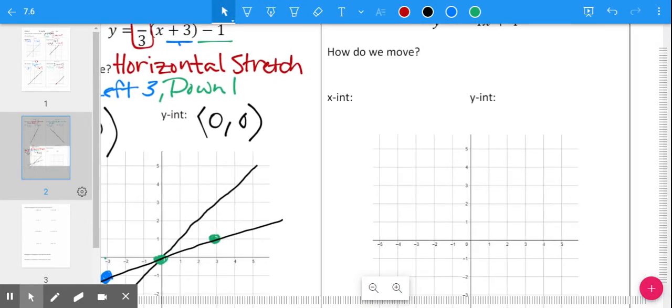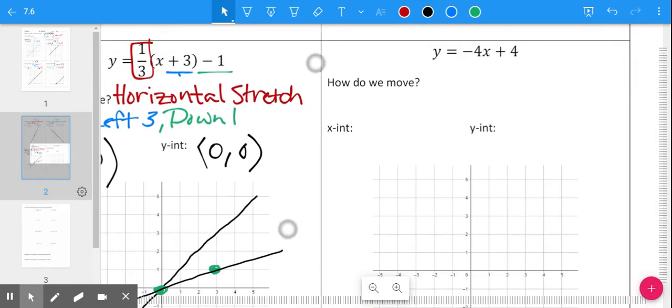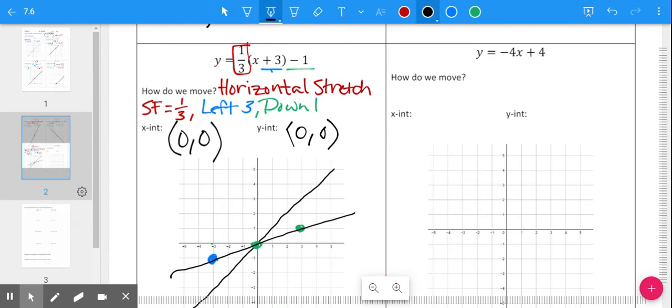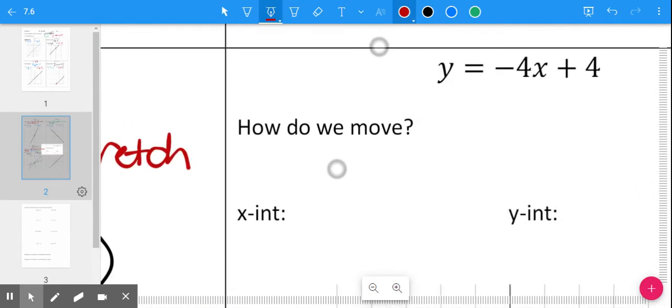All right, and then the next one. Again, I'm going to draw the parent function because sometimes it makes it easier to see all the different changes. So, first things first. We know that this has a negative value at the front. So the negative is what tells us that it's a reflection over the x-axis.